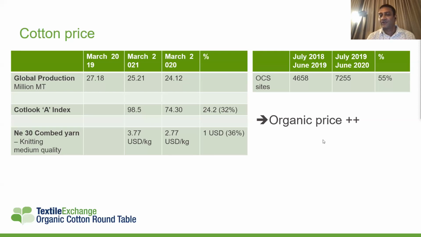And the next table is about the OCS certified side, Organic Content Standard. Within 1 year, we have seen a 55% increase. So it's not only the brands saying they are buying more material, but suppliers are also getting certified a lot. Within 1 year, if we see a 55% increase in sites and a 32 to 36% cotton fiber price increase, it has a direct impact on the organic price as well because of demand and supply. So all these parameters are linked to each other.